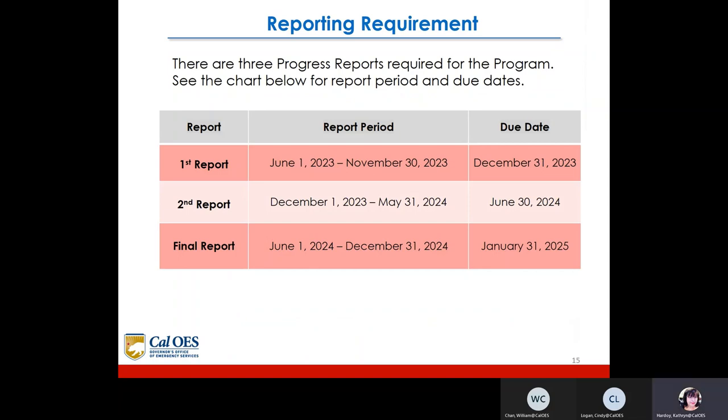There are 3 progress reports required for the program. See the chart below for the report period. Notice that June 1st, 2023 through November 30th, 2023 gives a due date of December 31st, which gives you a 30-day leeway in order to get your reports in. My suggestion is that you do it towards the first of the month so these aren't forgotten.